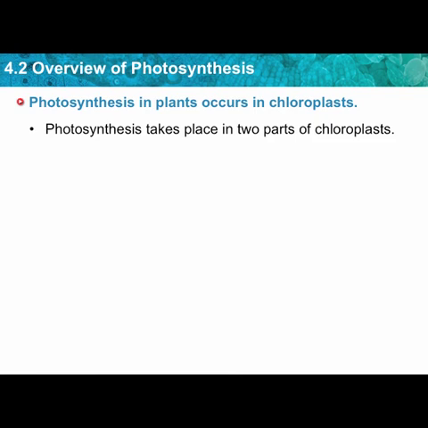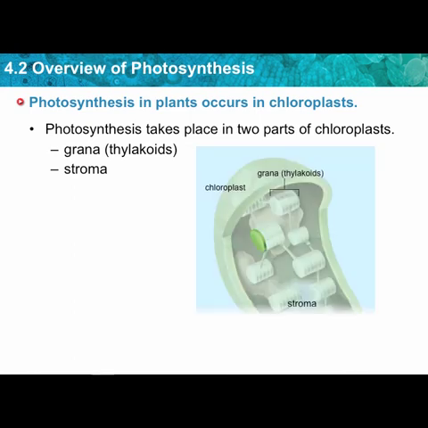It takes place in two parts of the chloroplasts: the grana, which are the thylakoids, and the stroma. The grana is for the light dependent and the stroma is for the light independent. So we have two basic parts, one that requires light and one that does not require light, so it can happen overnight. And these grana are stacked like little dimes, and if you stacked a bunch of dimes, that would be what they call the thylakoids. And in each of the grana are chloroplasts.